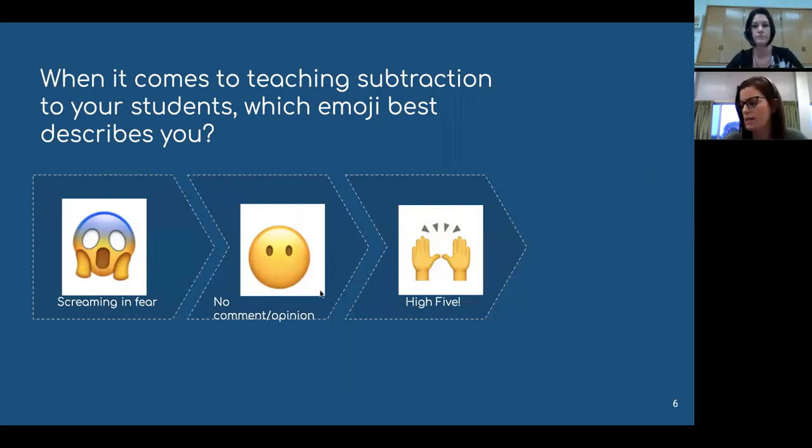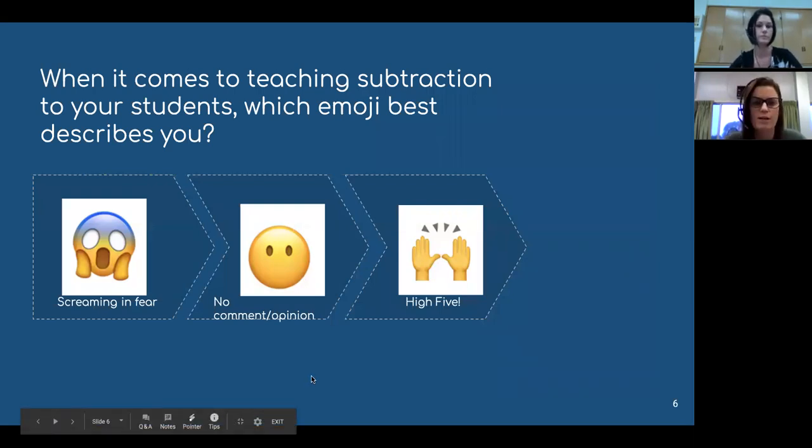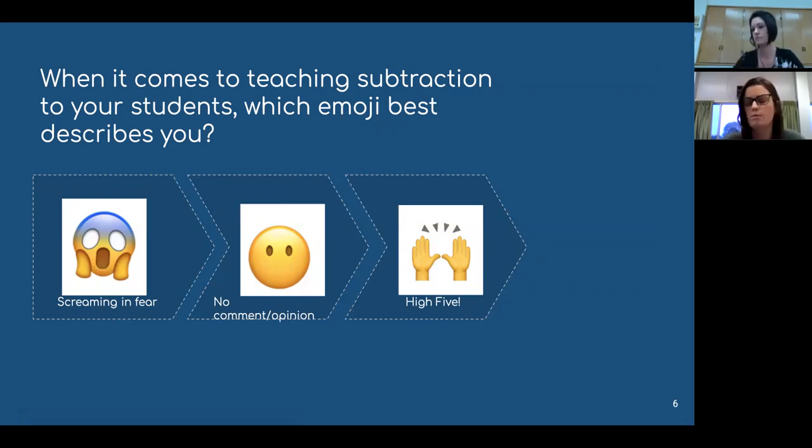Awesome. Okay, and you may recognize this slide from the beginning. Just wanted to circle back to it. So if you didn't get a minute to think about it, please do so. When it comes to teaching subtraction to your students, which emoji best describes you? Are you screaming in fear? Are you no comment, no opinion, or a high five, a woo-wooer? If you're with somebody, share your thinking with the person beside you. If you're Sally, share it with your dogs. That's fine too.